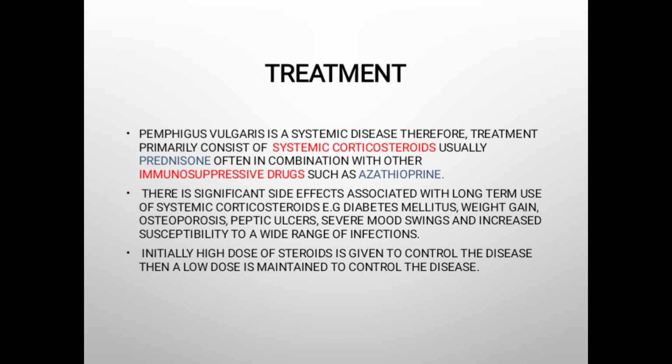The treatment given to this patient is basically systemic corticosteroids, usually prednisone, and among immunosuppressant drugs you give azathioprine. Significant side effects are associated with long-term use of corticosteroids: the patient may have diabetes mellitus, weight gain, osteoporosis, peptic ulcers, severe mood swings, and increased susceptibility to a wide range of infections. Initially a high dose of steroids is given to control the disease, then a low dose is maintained.